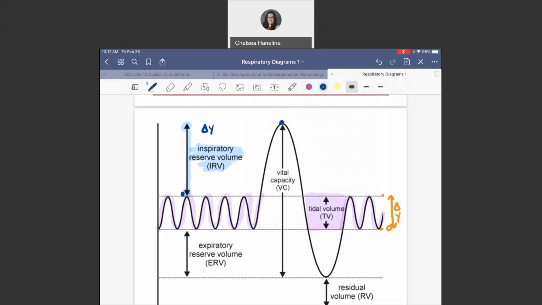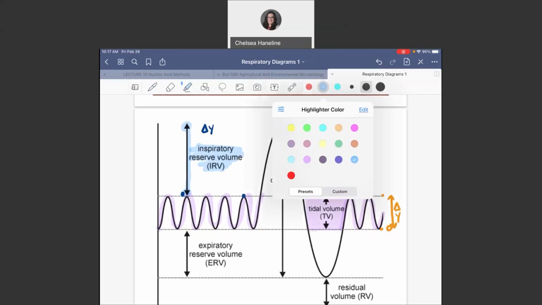So in Logger Pro, we're able to highlight regions, and it will tell you what that value is. But mathematically, if you ever had to do it, you would just need to find what the Y value for this point is, and then the Y value for this point up here, and then you would just subtract the two to find the difference. Okay. Then for the expiratory reserve volume, we have this one down here.